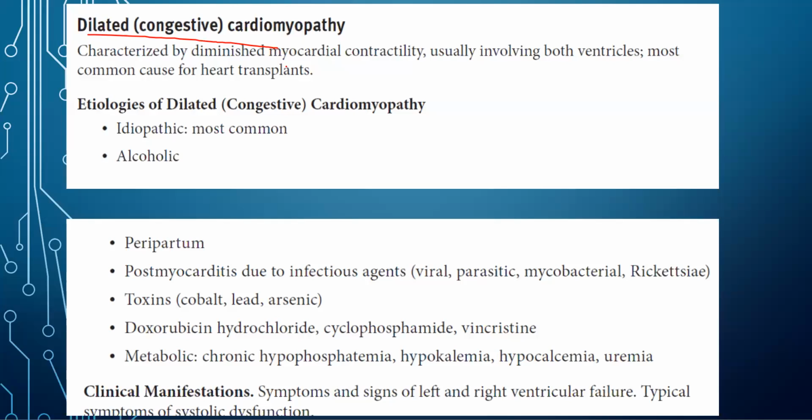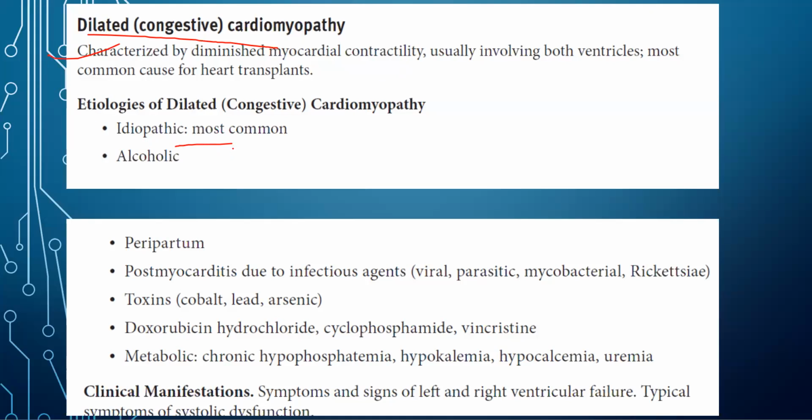Now, starting with dilated cardiomyopathy, the problem here is diminished myocardial contractility. That means the heart muscle is not contracting properly. It might be congenital, might be due to some underlying causes, or sometimes due to a lot of alcohol or diabetes, the heart muscle can be totally relaxed and totally dilated. If it is very dilated, it's not able to contract properly. If it is not able to contract properly, what will happen? What kind of heart failure will you get in this patient, guys? Systolic heart failure, right? So this patient will present with features of systolic heart failure.